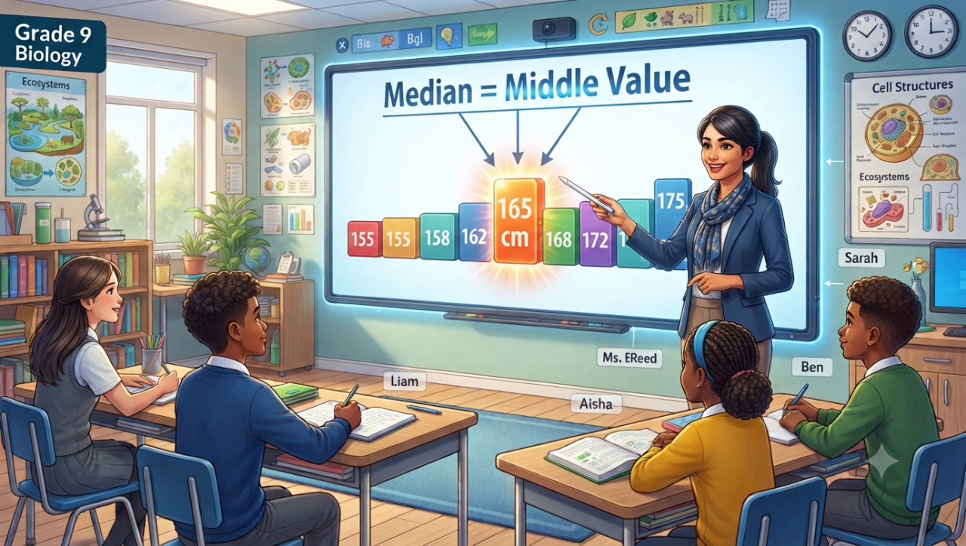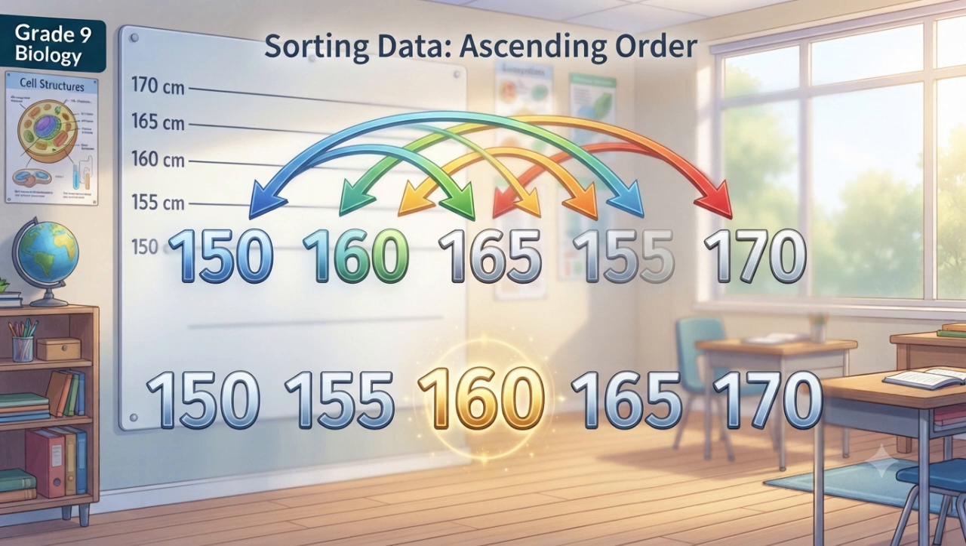2. Median. Now let's study the median. The median is the middle value of a dataset after arranging all the numbers in ascending or descending order. The first step is always to arrange the data from the smallest value to the largest.